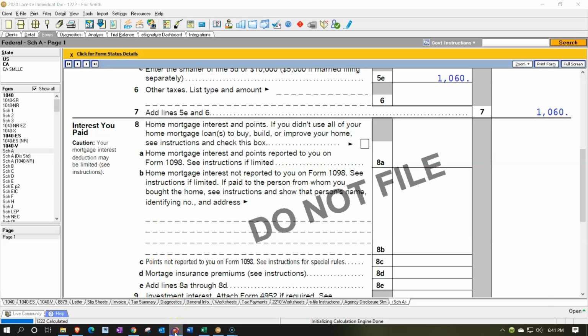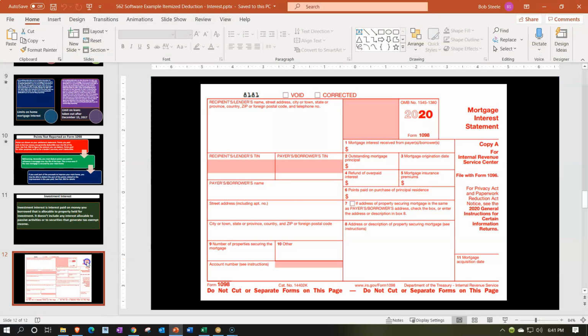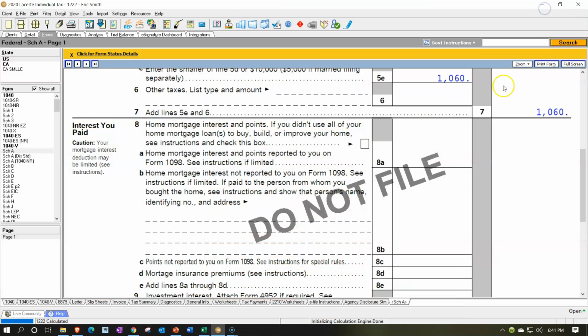A 1098 would look something like this, and that's going to be from the bank reporting the interest, not a 1099, because a 1099 makes you think of income, something that might have to be reported in income. 1098 is something that's going to be reported, but possibly an expense in this case, or possibly something that could be deducted like an expense. So that's what we're going to be thinking of here, the home mortgage interest.